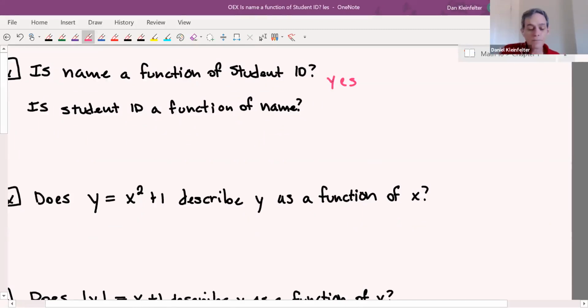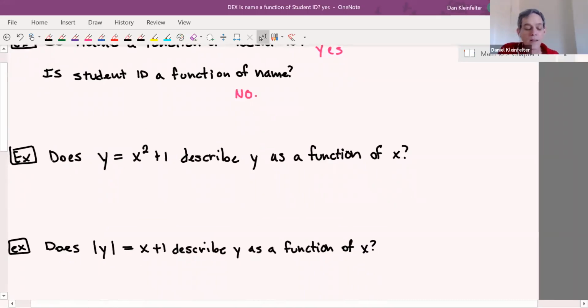Okay. Is student ID number a function of name? Well, no, right? If you go into admissions and records and say, hi, my name is Dan, are they going to know what my student ID number is? No, not necessarily, because there could be multiple people named Dan at the school. So given the name, that doesn't uniquely determine what the student ID number is. So no.